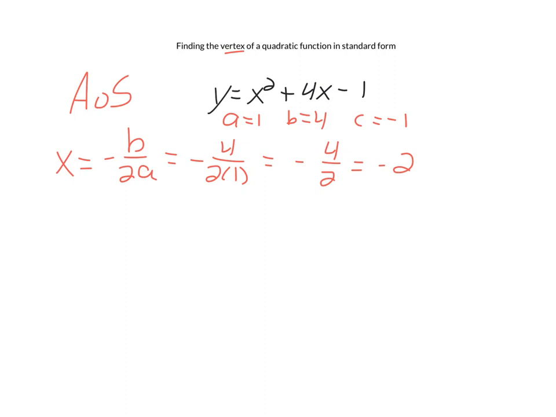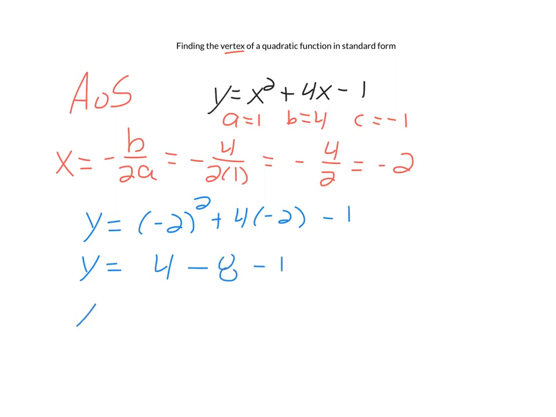So the question is, once you have the axis of symmetry, how do you find the vertex? Well, if you take the value we just got, negative 2, and you plug it back into the original function, it's going to give you the y value of the vertex. So let's do the math here. Negative 2 squared is positive 4. Positive 4 times negative 2 is going to equal negative 8. And then we minus 1. So y is going to equal, 4 minus 8 is negative 4, minus 1 is negative 5.